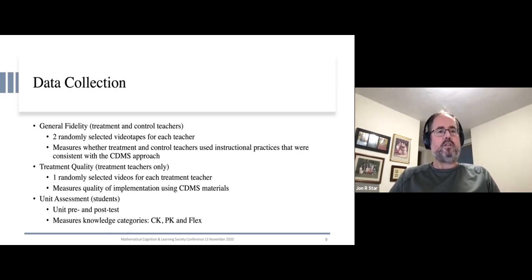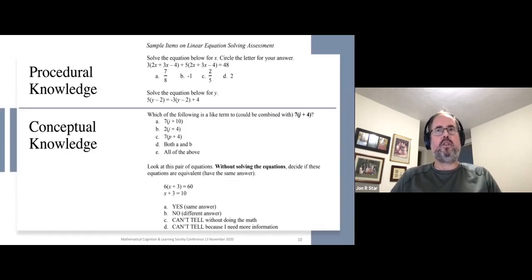And then we also subjected the treatment teachers to another instrument, a treatment quality instrument, where we looked at 1 video and we measured the quality of their implementation of the CDMS materials. And as I mentioned a moment ago, we had a unit assessment pre-post, and we measured conceptual and procedural knowledge, and flexibility. I just want to show you a couple of examples of how we were measuring procedural and conceptual knowledge here. So I'll just pause for a few seconds so you can look at this slide.